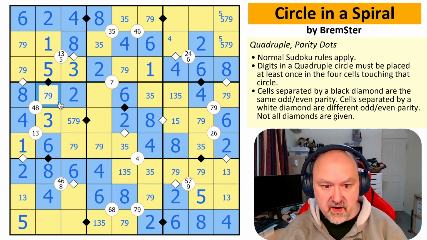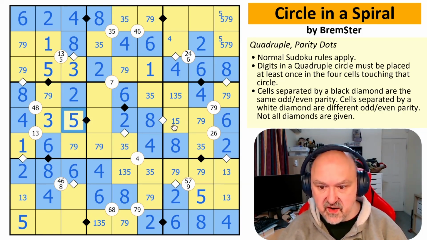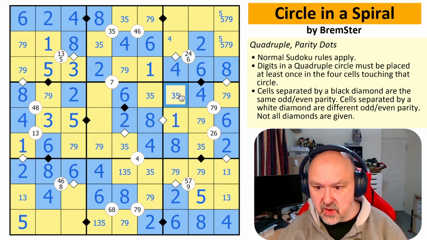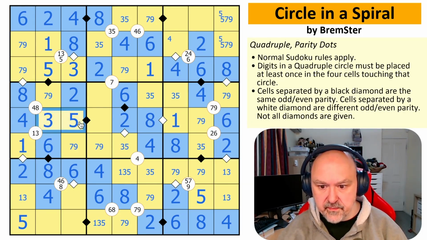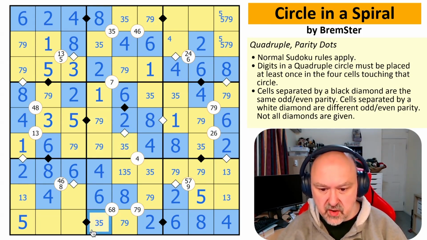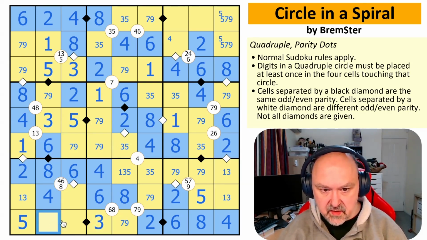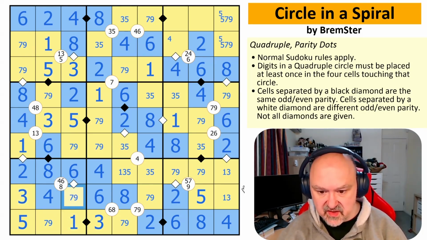So this is not 5. There's a 7, 9 pair, so this is 5. So this is 1. This is not 1. 3, 5. This is 7, 9. So this has to be the 1 being the only odd left in the box. This is not 1. It's not 5 either. That is 3. These are 1, 7 and 9. That is not the 1. So this is the 1, which means this is the 3 and this is a 7, 9.